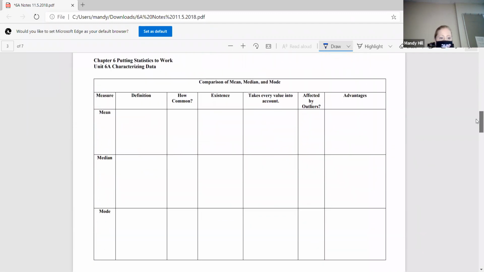Okay, so when we're looking at mean, median, and mode, the mean is the sum of all values divided by the total number of values.